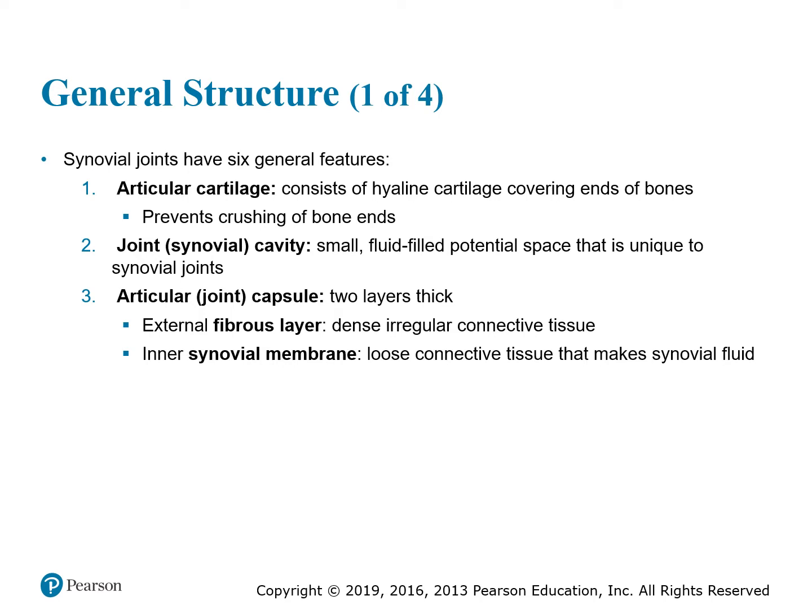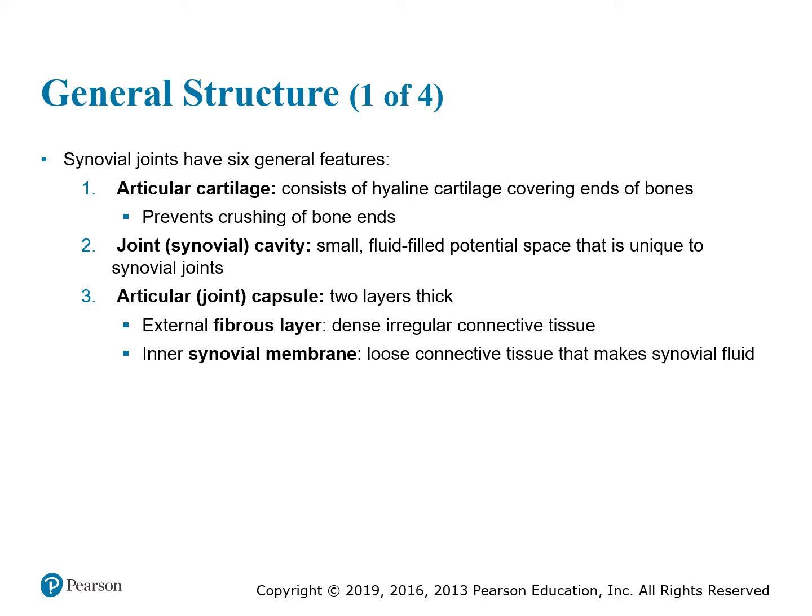Synovial joints have 6 general features. The first feature of a synovial joint is that they all contain articular cartilage. The articular cartilage consists of hyaline cartilage that covers the ends of the bones. This prevents crushing of the bone ends. Secondly, they have joint or synovial cavities, a small fluid-filled potential space that is unique to synovial joints.